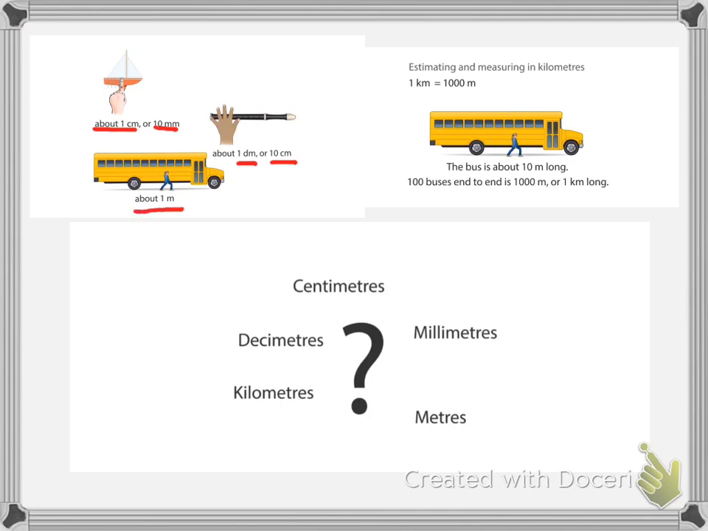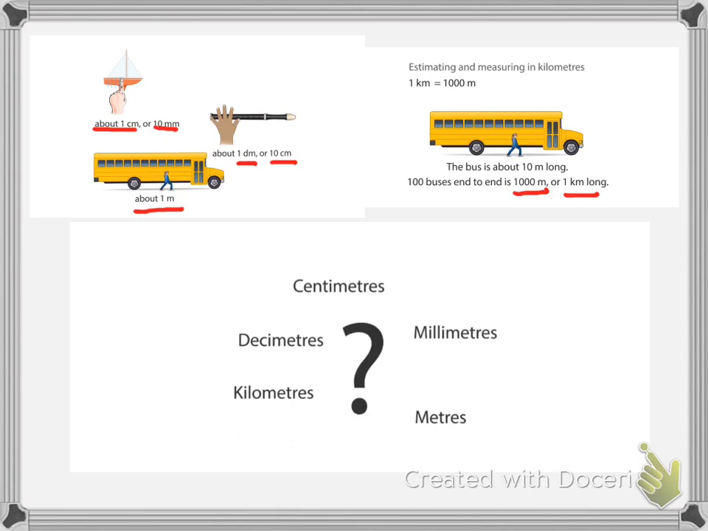This bus is about 10 meters long, or 10 giant steps. So if I had 100 buses end to end, that would be 1,000 meters, which is the same as 1 kilometer. So when would we use centimeters, decimeters, millimeters, kilometers, and meters to measure certain objects?